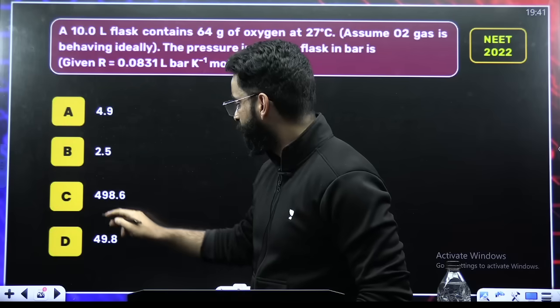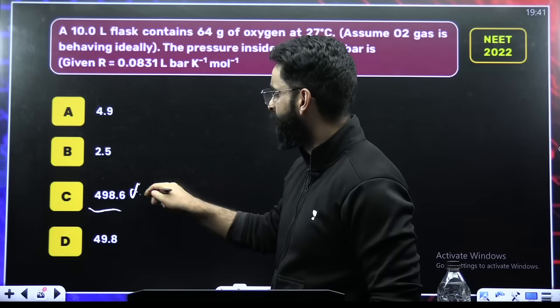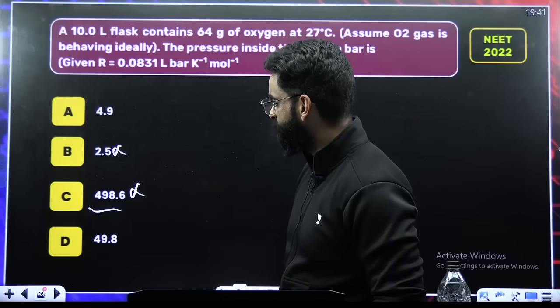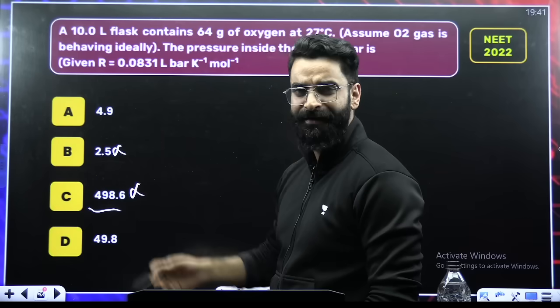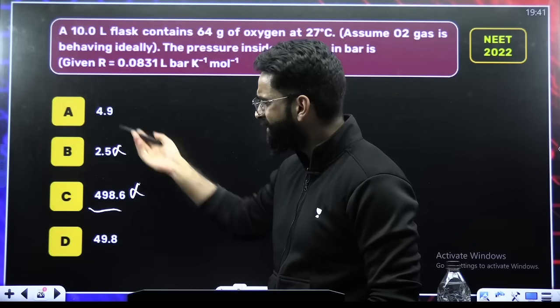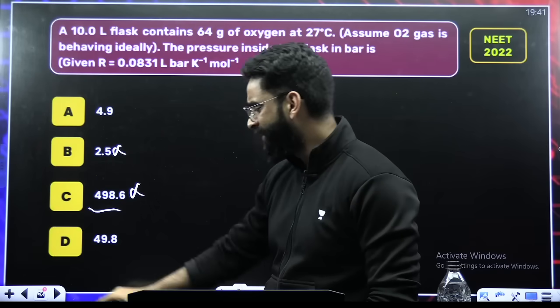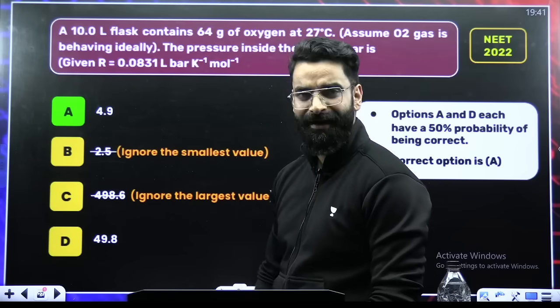Okay, highest value, this one. I'm not going to go with this one. Lowest value, this one. Not going to go with this one. So it's either going to be A or D. Now read the question again. Get some more hints and try to get the answer from A and D. And the answer is going to be A here.